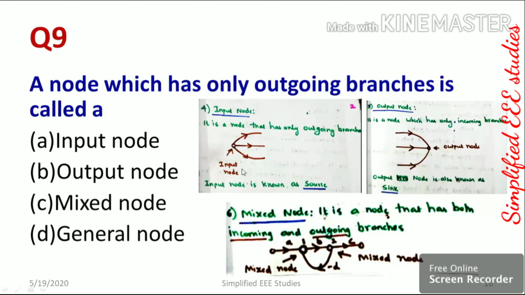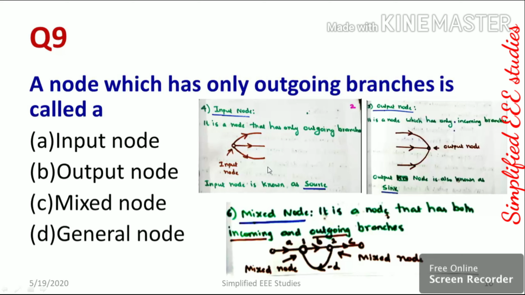Let us talk about mixer node. A mixer node comprises both incoming and outgoing branches. Let us consider node number 1. Node number 1 has incoming branches, as you can see, but it also has an outgoing branch. So we can say that node 1 is a mixer node. Now node number 2 has incoming branches and it also has an outgoing branch. So node 1 and node 2 are mixer nodes.